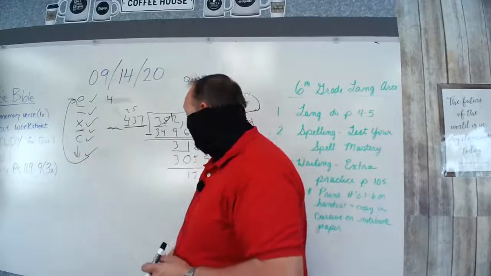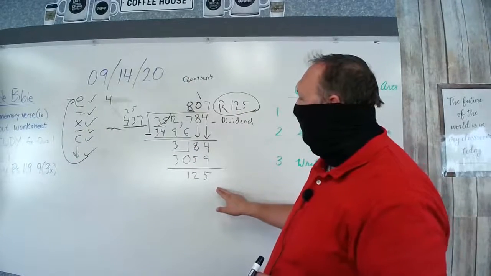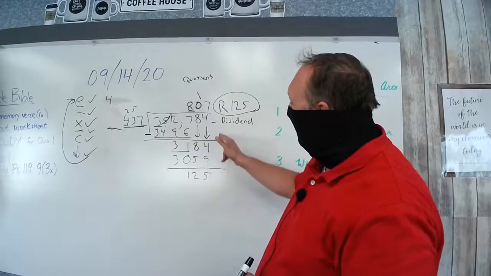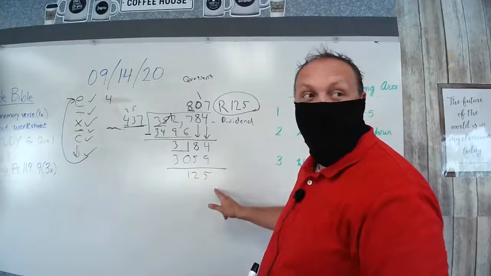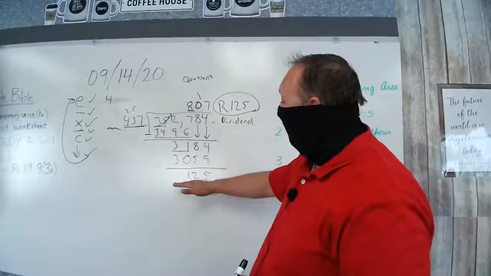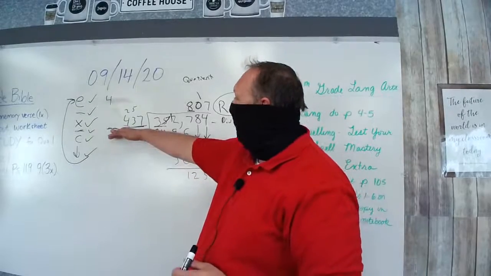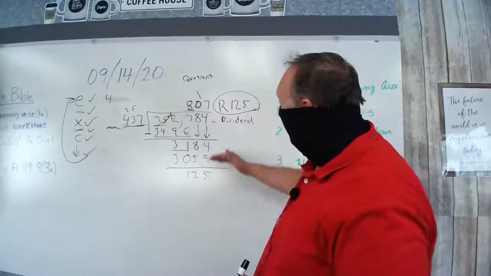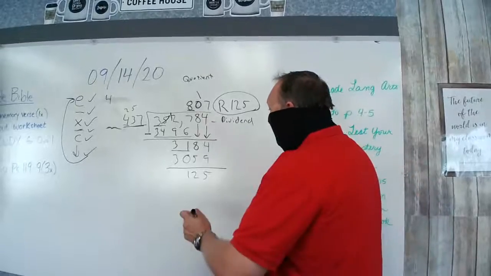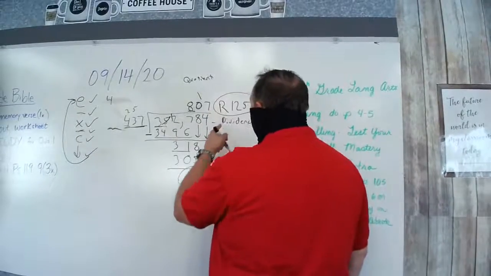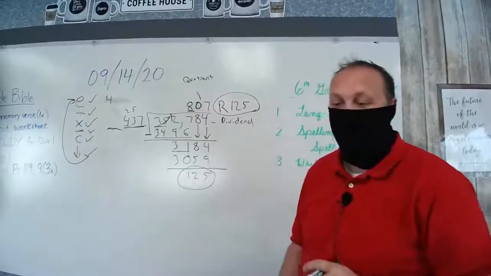Now we're going to subtract, we're going to get 125. And we have nothing else to bring down. Okay? So we're going to compare, make sure 125 is less than 437. Because we have nothing else to bring down, this becomes our remainder. All right?